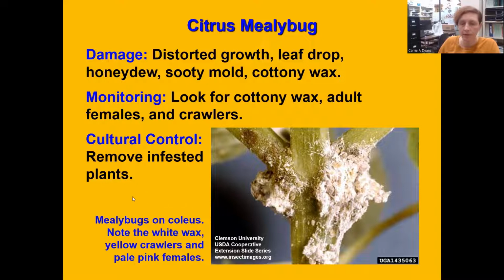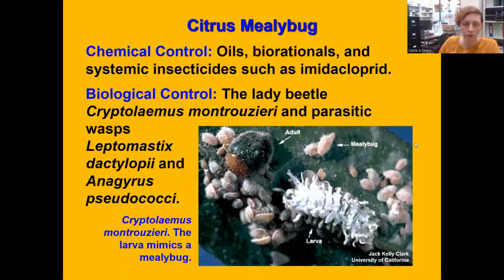So you can remove infested plants or infested parts of plants as a type of cultural control. Because mealybugs are phloem feeders, you can use systemic insecticides and of course things like oils. And there are some options for biological control. So again, there are some lady beetles and parasitic wasps that will parasitize this species.